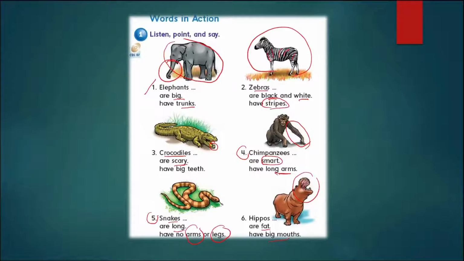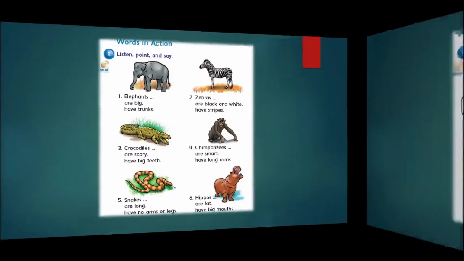And also if I ask you which animals are long and have no arms nor legs, we're going to say they're snakes. And also guys, if I ask you which animals are scary and they have big teeth, we're going to say they're crocodiles. Crocodiles are scary and they have big teeth, and so on guys. Okay, you got it?